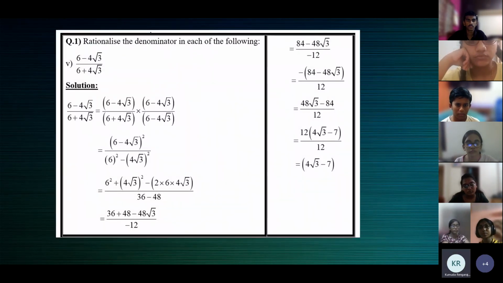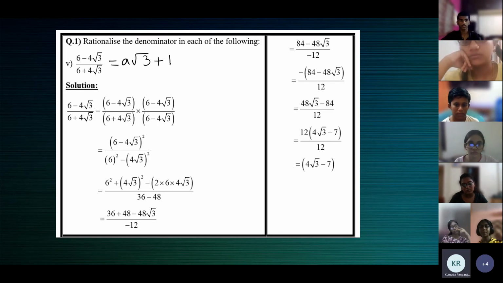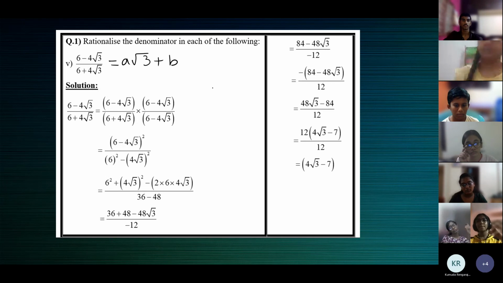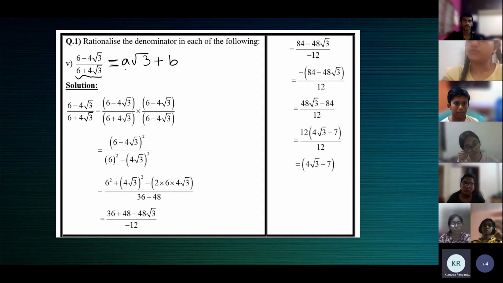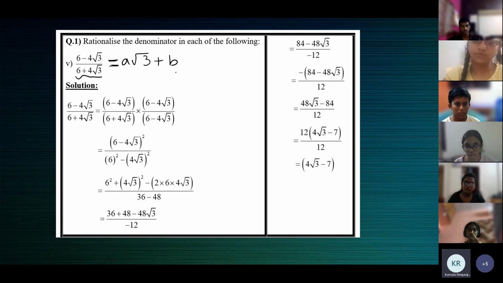Now supposing this was given to be equal to say a√3 + b. Please understand, suppose this expression was given to be equal to a√3 + b, and you had to find the values of a and b. So the procedure is the same. How will you rationalize this denominator here? Same procedure you'll have to adopt.